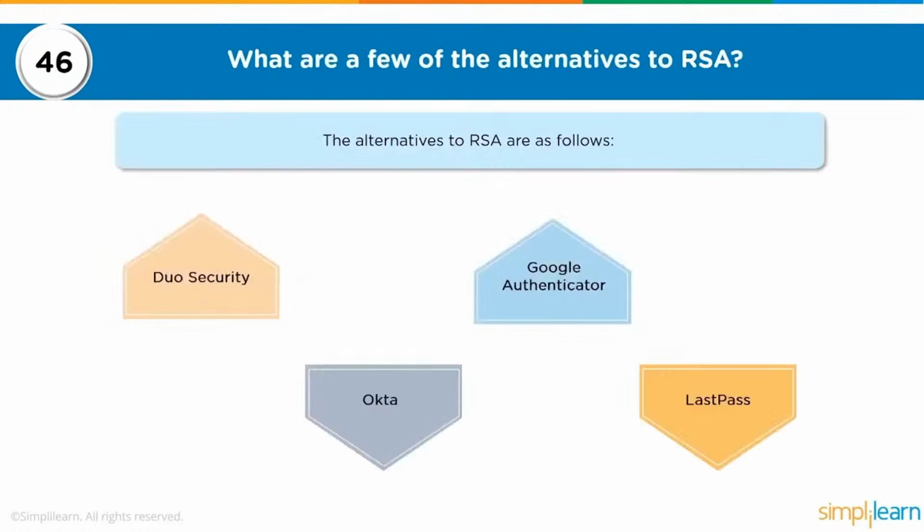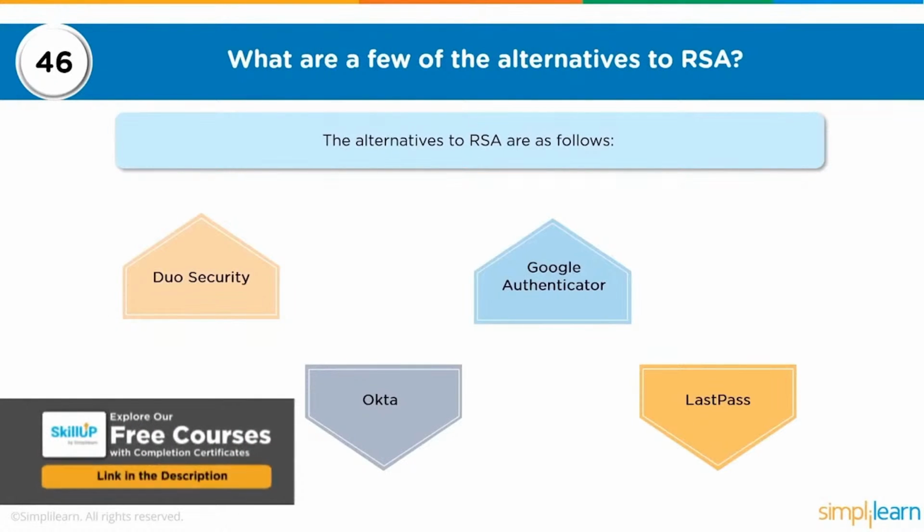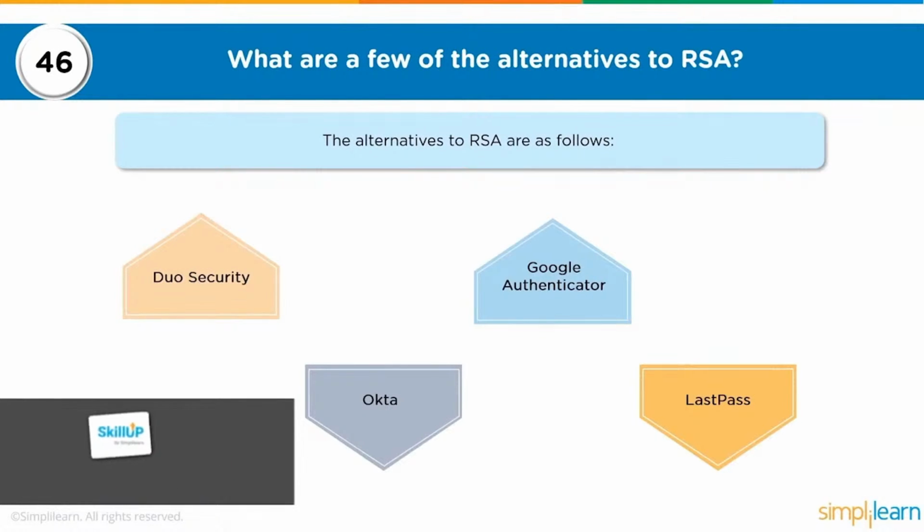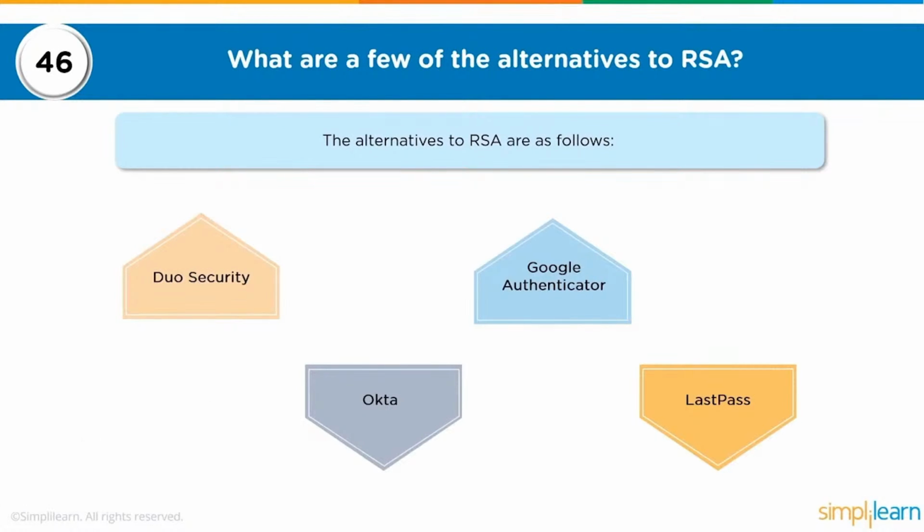What are a few alternatives to RSA? Now, RSA is an algorithm that is used for encryption. There are a lot of other algorithms that can be utilized to alter or scramble data depending on your requirements. In the previous question we talked about what RSA is. It stands for Rivest, Shamir, and Adleman, the three creators of that particular algorithm. But there are a lot of alternatives to this algorithm depending on how secure you want that data to be. Some of them are listed here on your screen: Duo Security, Okta, Google Authenticator, and LastPass.